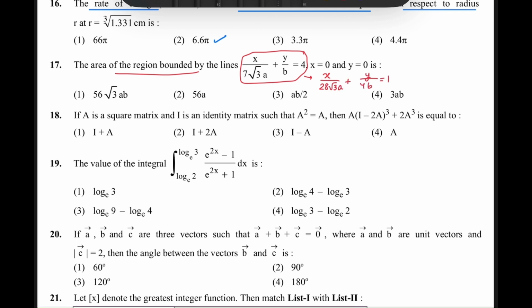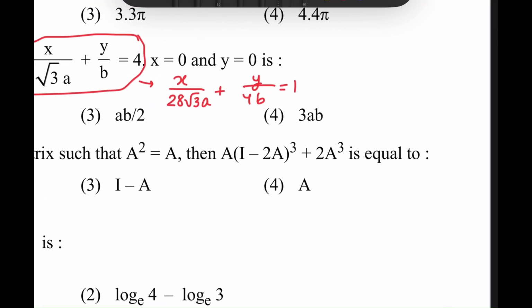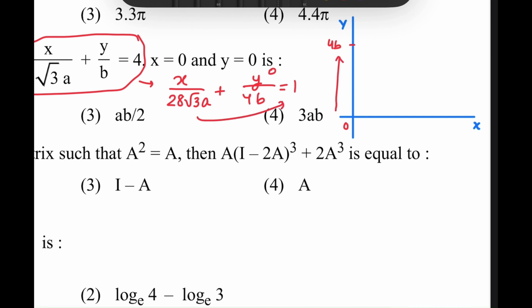to 1. Now, how does this line look on the xy plane? So here you have the x-axis, y-axis. Okay, if x equals 0, then y equals 4b, right? So basically you have the y-intercept, which is 4b. So this length is just 4b. And then if y equals 0, then you have x equals 28 root 3, right? These are just the x-intercept and y-intercept. So 28 root 3 is here, and this distance is 28 root 3. Now what is the line joining these 2 points? Here, right? This is the line joining these 2 points.